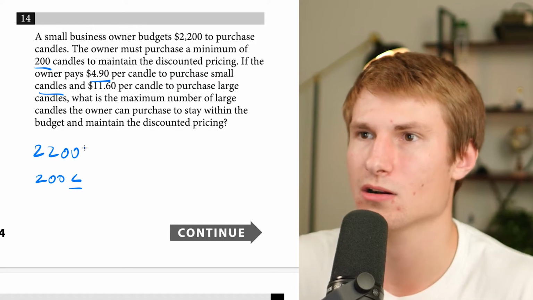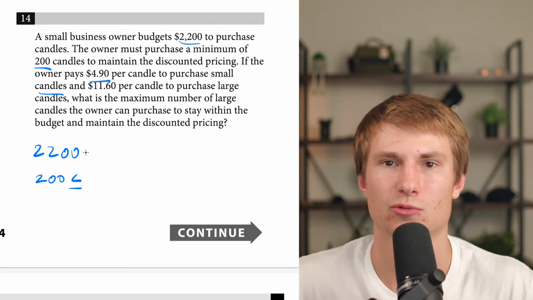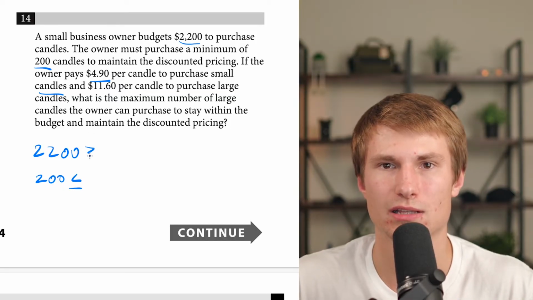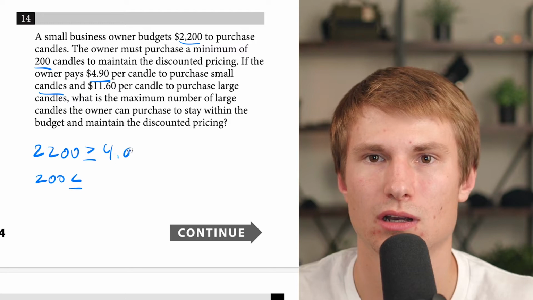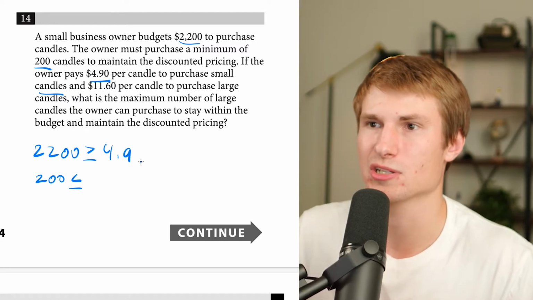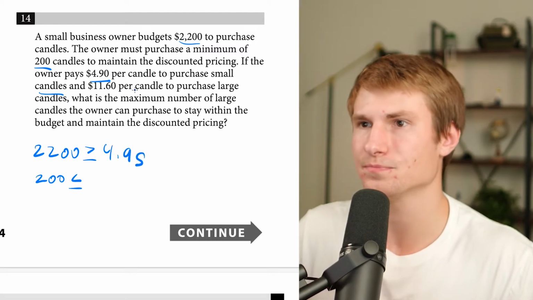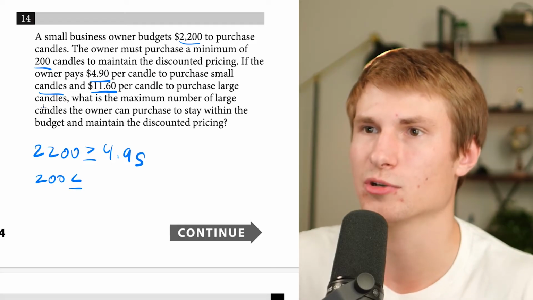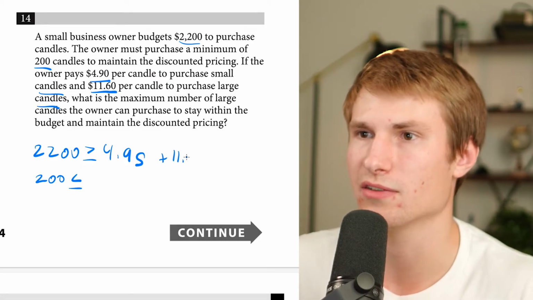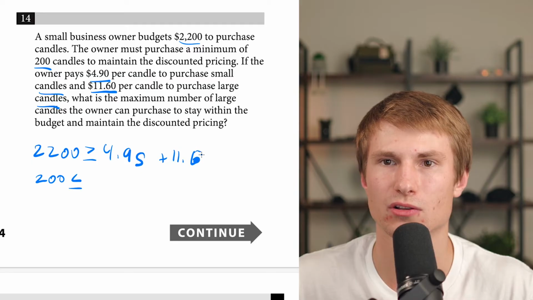Okay, so this is back in our cost. We know his budget is $2,200, so he's probably not going to exceed that. So it needs to be less than or equal to. And then 4.9 per candle to purchase small candles. We'll represent that with an S. And $11.60 per candle to purchase large candles. So plus 11.6L. We'll use L to represent large candles.